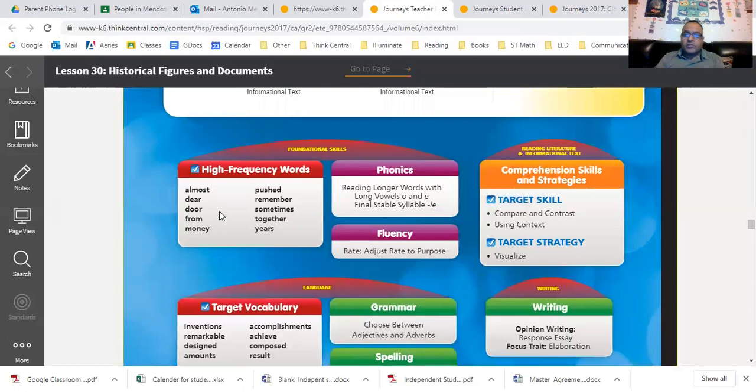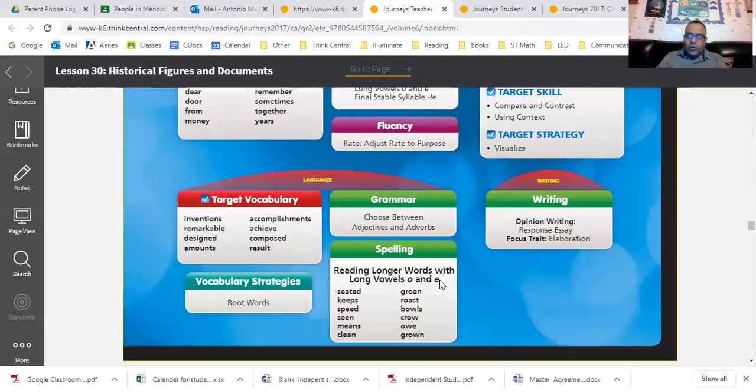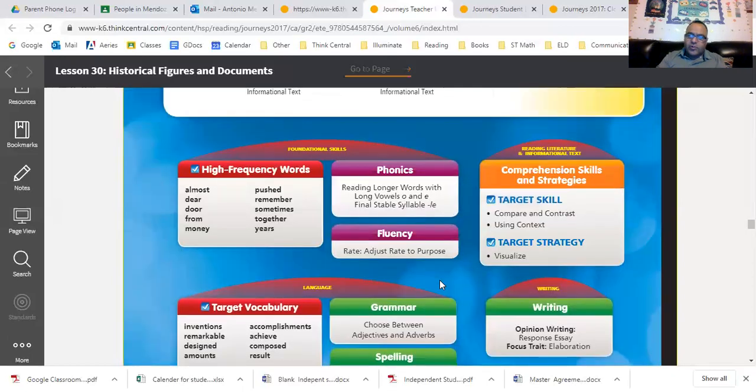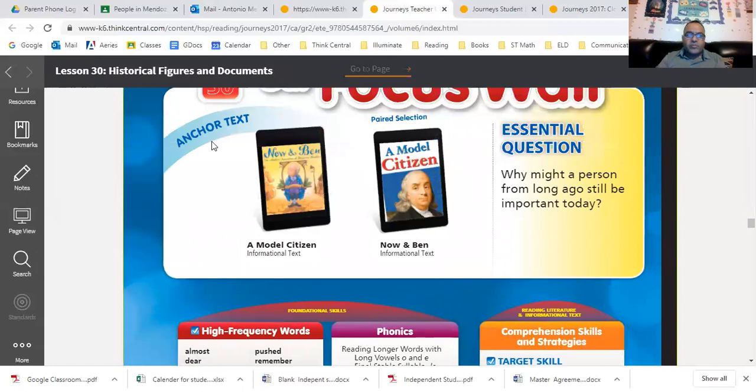You can also practice these high frequency words: almost, dear, door, from, money, pushed, remember, sometimes, together, years. We will be writing about the story in the end. It'll be in our opinion. With this, we jump to our first story.